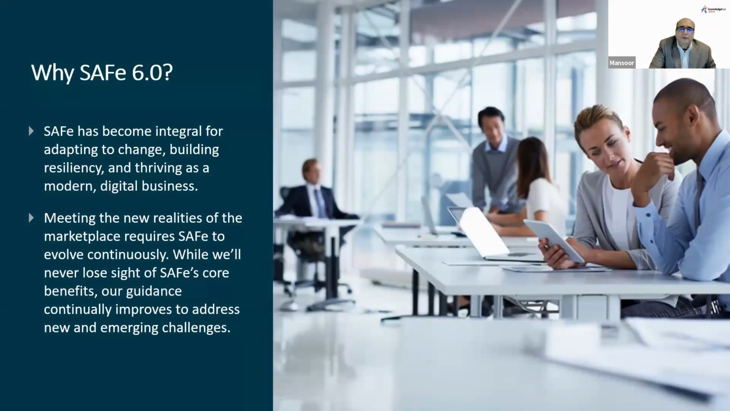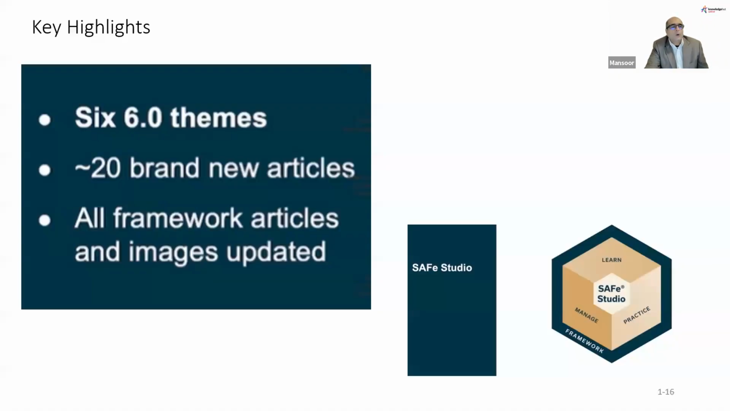So what has happened in 6.0 is we got 6 new themes. There are 20 brand new articles. All framework articles and images are updated. And we got a SAFe Studio. Instead of a community portal, we moved towards a SAFe Studio, which talks about how you learn as an SPC, to manage your learning, and also to practice. So it is founded on a framework, manages, practices, and you learn as we go.